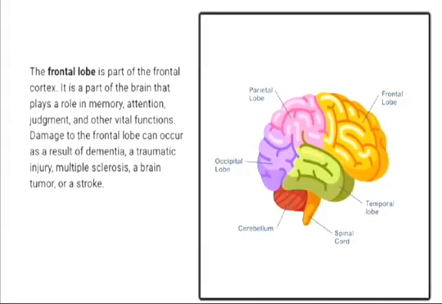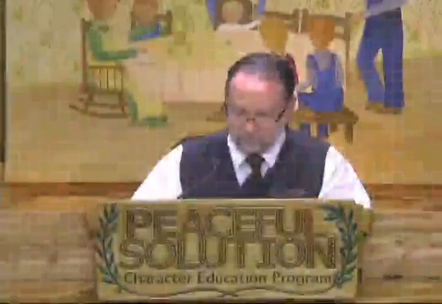Damage to the frontal lobe can occur as a result of dementia, a traumatic injury, multiple sclerosis, a brain tumor, or a stroke. That can damage this frontal lobe of the frontal cortex of the brain. And I was telling you in the previous class that at one time we had a judge in Laredo, Texas, that actually made another video besides the one I'm going to show you where he went more deeply into it.